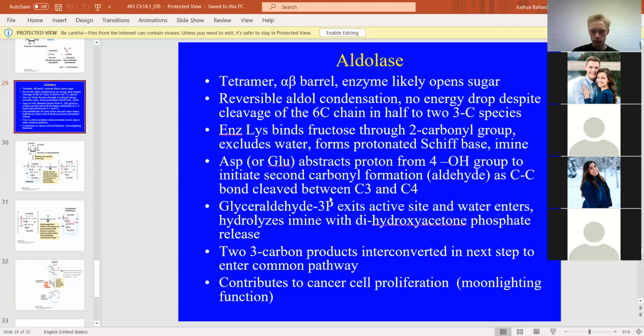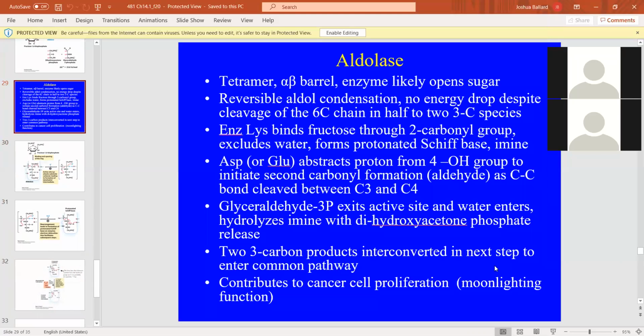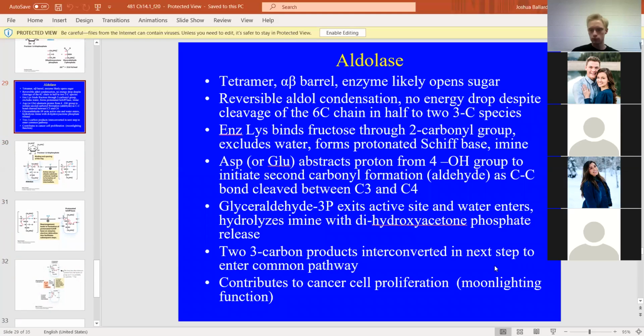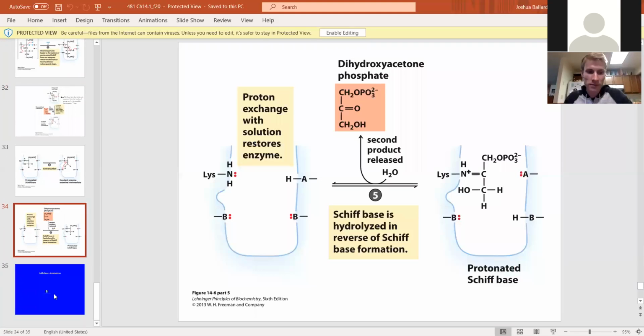So I just want to make sure I got everything. Oh, yes, it just contributes to cancer cell proliferation. Yeah, that was really smart. It's high, right? Yeah, 141, that's 358. So I think that's it for that one.